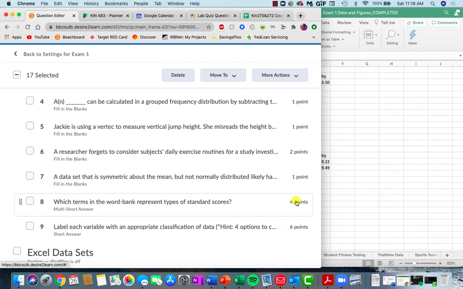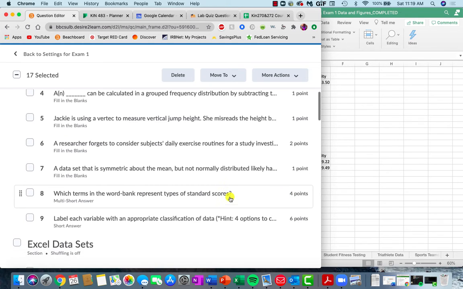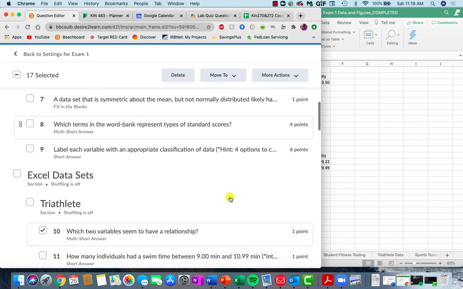But the standard scores that were in the actual term bank should have been z-scores, coefficient of variation, percentile, and then I believe it was z-score for skewness. Okay, so if you had any one of those 3, you should have gotten full points for that.